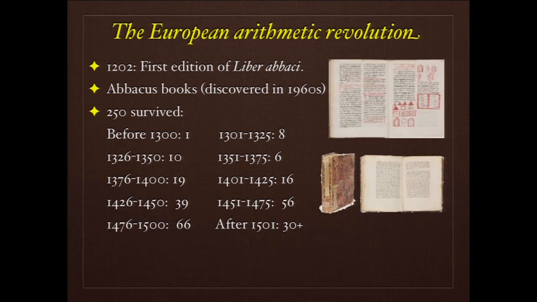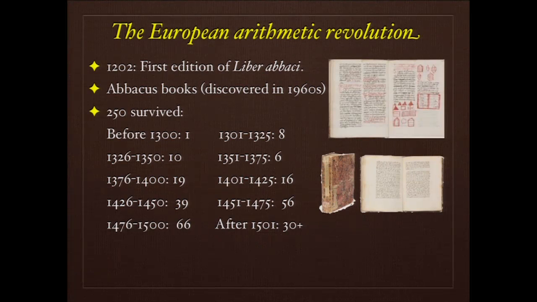They more or less died out by 1501 for reasons that you can probably guess, but we'll come to that anyway. But we can infer, since these are the ones that survived, and these were not valuable books, they were just handwritten copies by unknown people, if 250 have survived in good shape, there were probably thousands of these things. There was clearly a huge demand to learn modern arithmetic.